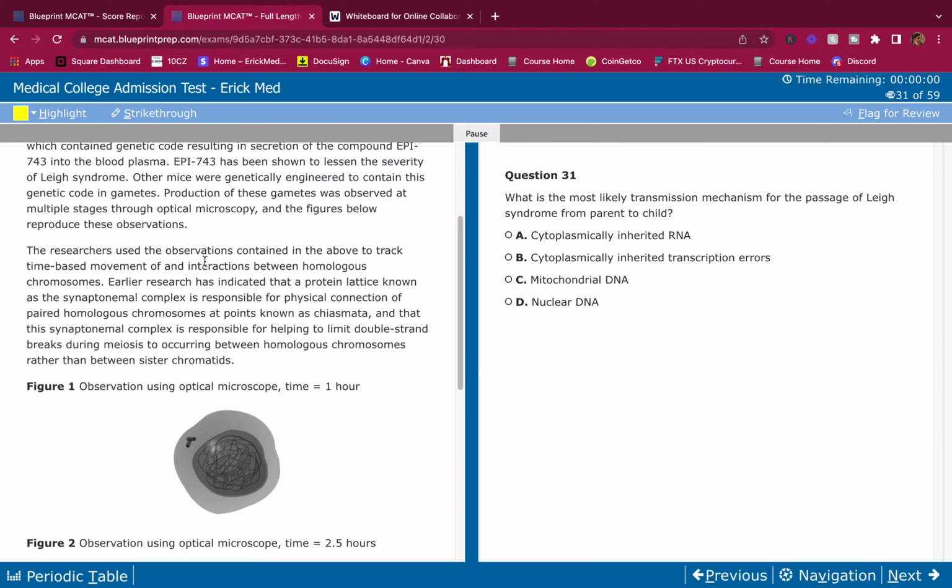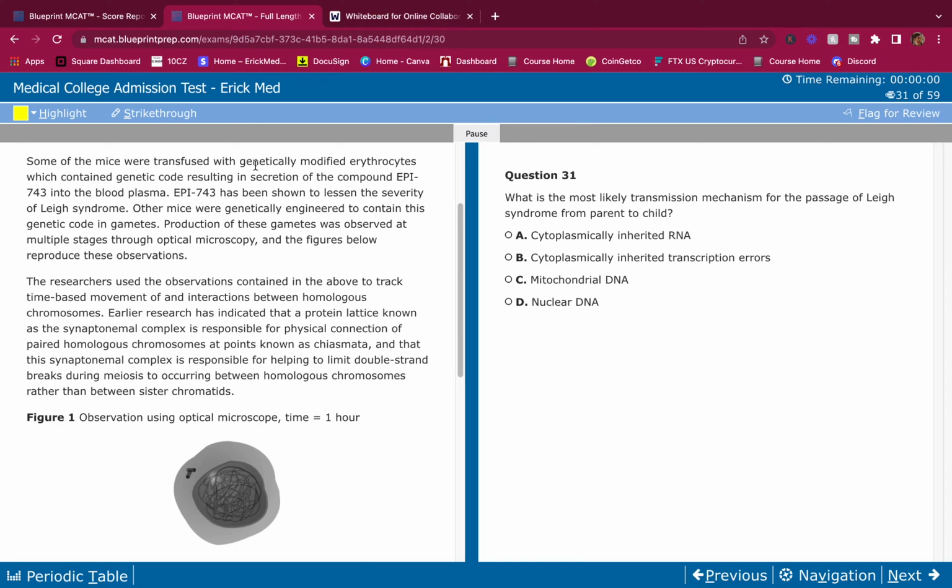Cool. Some of the mice were transfused with genetically modified erythrocytes, which contain genetic code resulting in secretion of the compound EPI743 into the blood plasma.